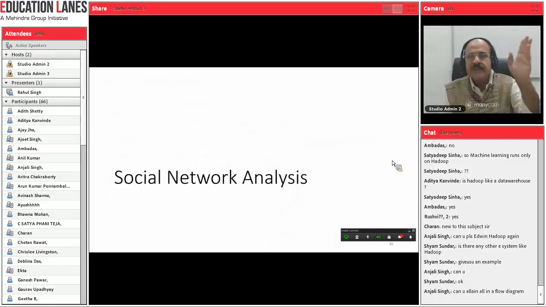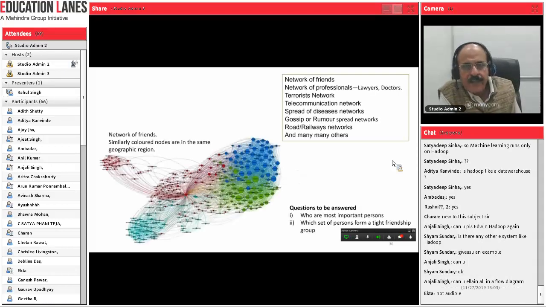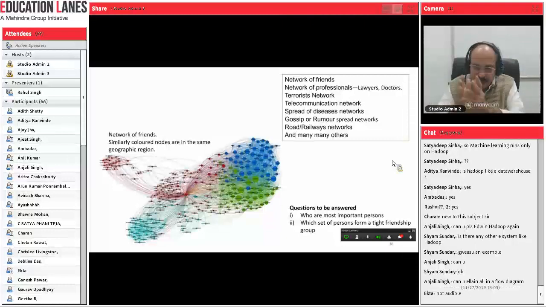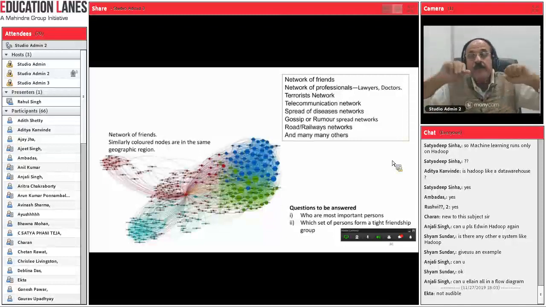Again, a totally different thing. Social network analysis. A network of friends, for example, on Facebook. Many examples of networks exist. Email networks are there. I correspond with some of them very frequently, some others not that frequently, but I do correspond. So there is a network of email friends, a network of WhatsApp groups. Road network is there.